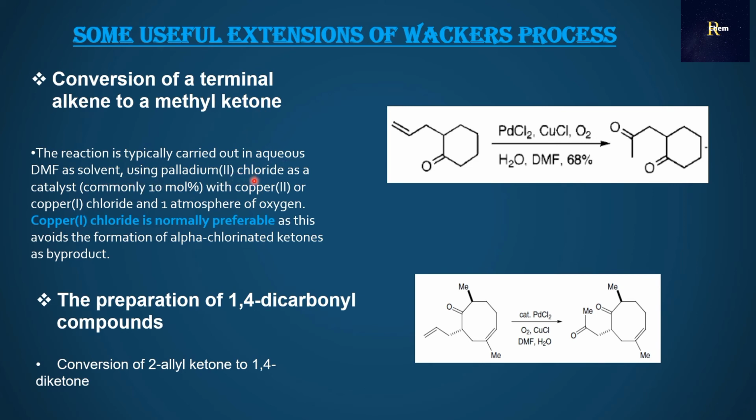and the palladium 2 chloride as a catalyst, and copper 2 plus or copper plus chloride, and 1 atmosphere of oxygen. Generally in this reaction, in place of CuCl2 we prefer CuCl. This is because it avoids the formation of alpha-chlorinated ketones as a byproduct. That is why we prefer copper plus chloride. And the second extension is the preparation of 1,4-carbonyl compounds. Here is the conversion of allyl ketones to 1,4-diketones.